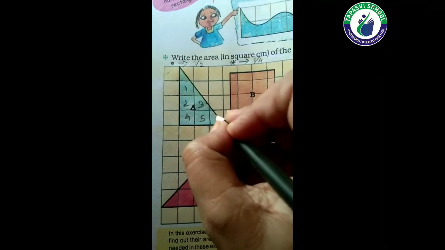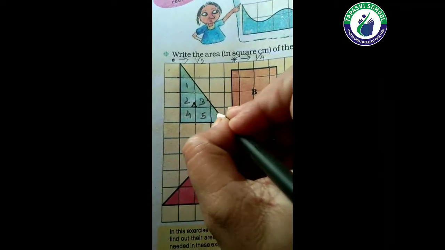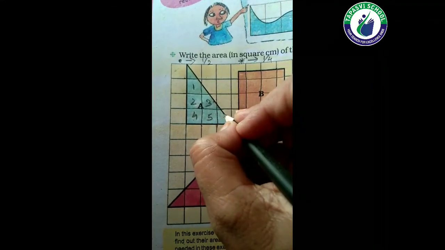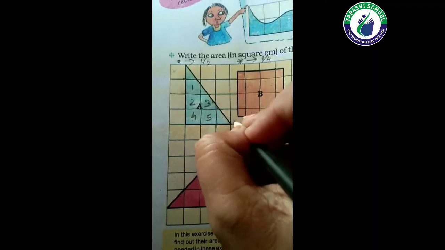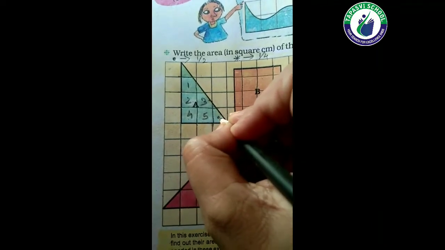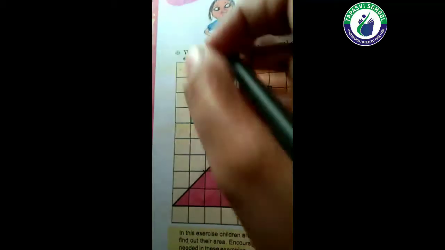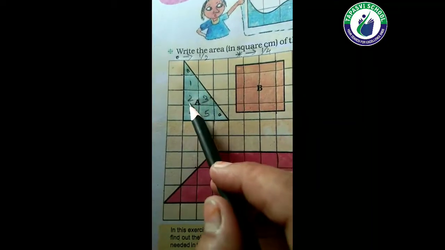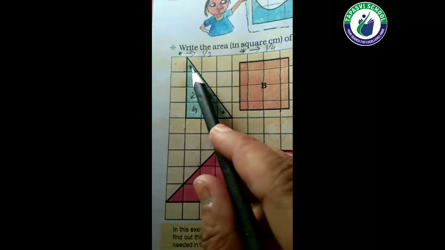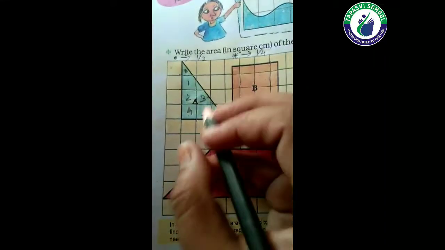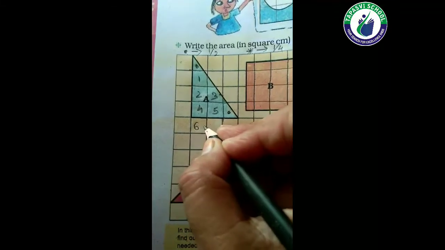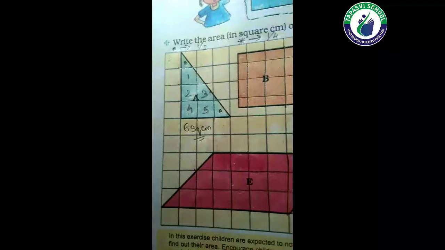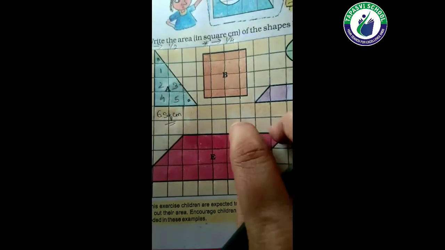So this one, see this particular box, and you can feel that this particular space is half of this big square. So I am putting here a dot because I consider it as a half. Similarly, this one is also half, right? So 1, 2, 3, 4, 5. Half and half becomes 1. So the area of this A is 6 square centimeter. Is it okay, students? Now moving to the B one.